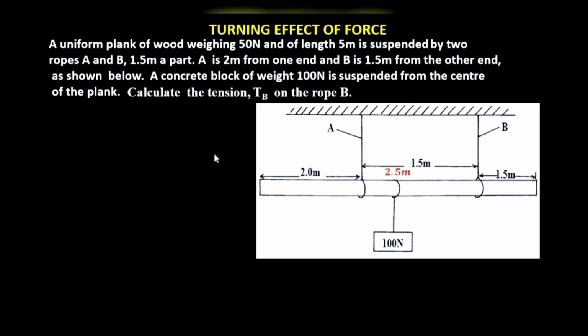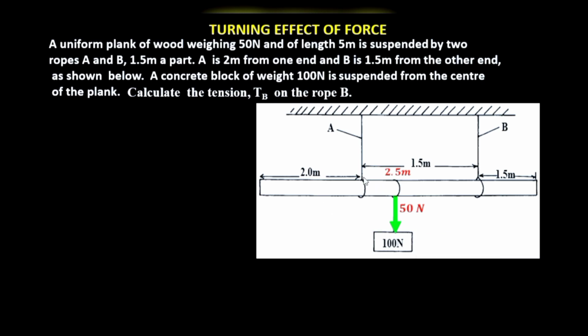Another thing we need to take note of before we continue answering the question is that since the plank of wood is a uniform one, then that will imply that the center of gravity is right at the center of the plank, and for that reason the weight will have to act at the center, that is at point 2.5 meters, and we're told that its weight is 50 newtons, and therefore we have 50 newtons acting at this particular point, which happens to coincide with weight 100 newtons.